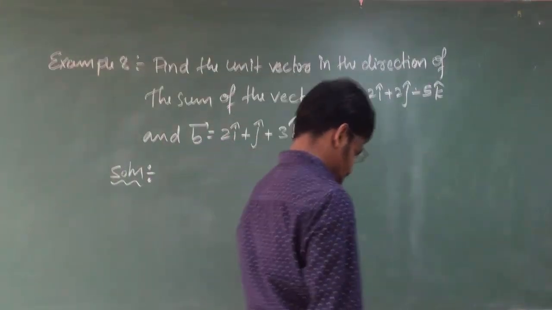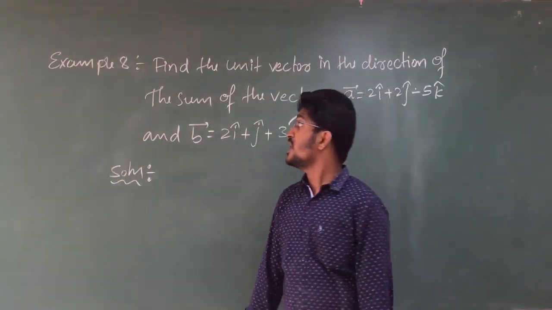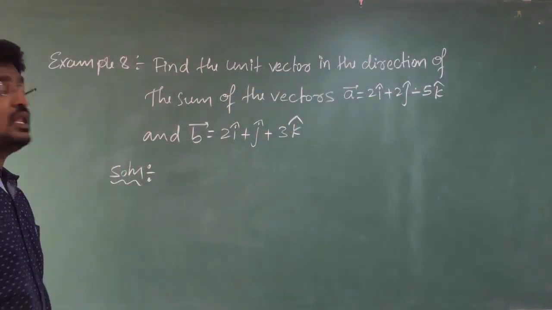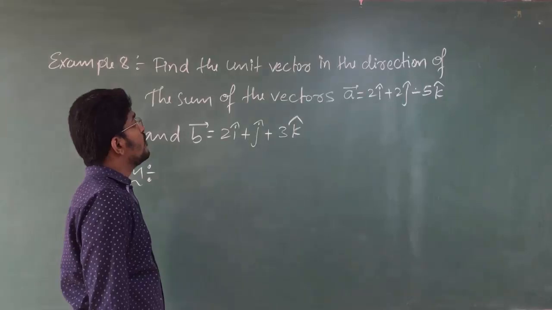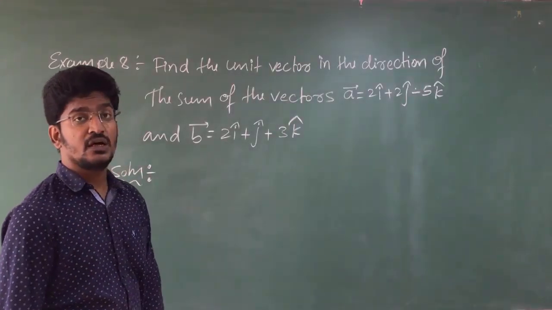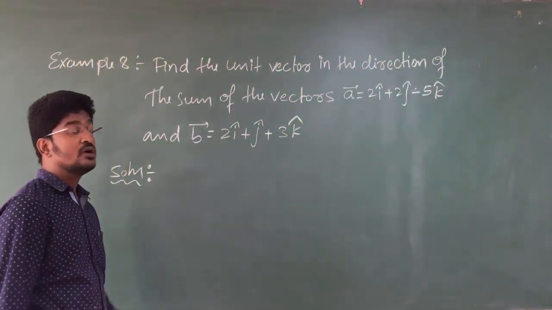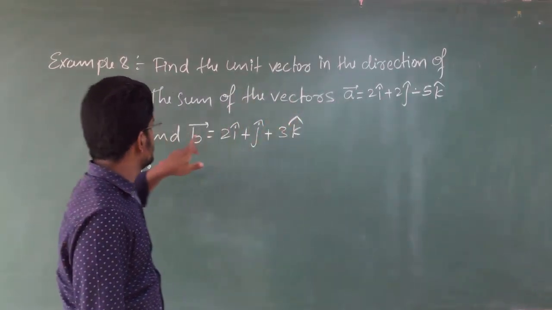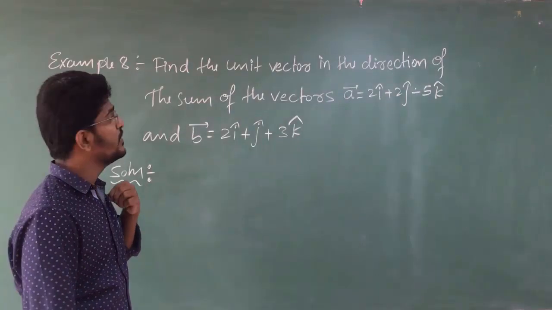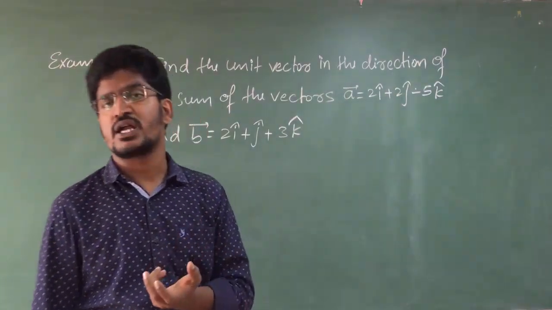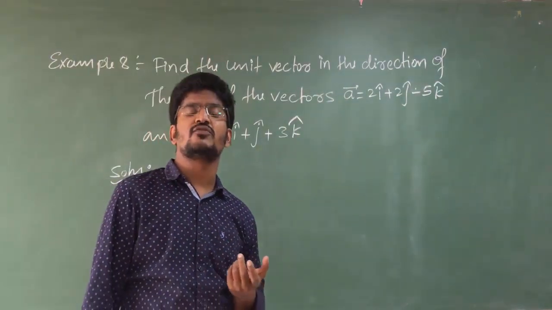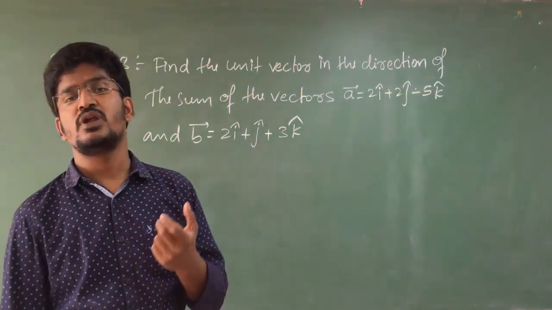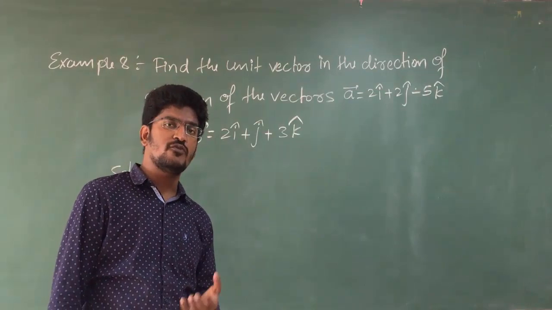Okay, students. So now let us simplify the 8th example. In the 8th example, they are asking, find the unit vector in the direction of the sum of the vectors A and vector B. Okay. So here they are asking to find the unit vector. No problem. You all know the unit vector formula is, if the given vector is A, the A cap will be equal to vector A divided by mod of vector A.